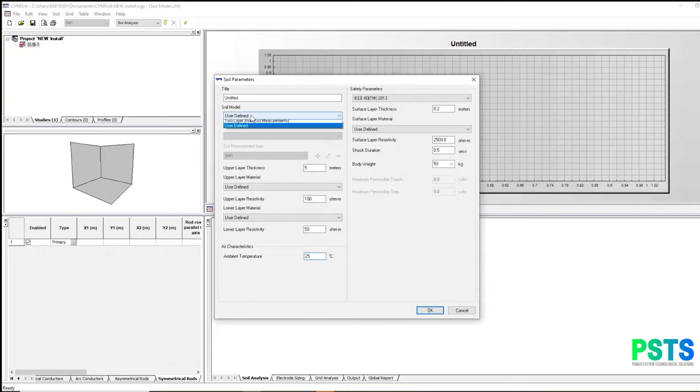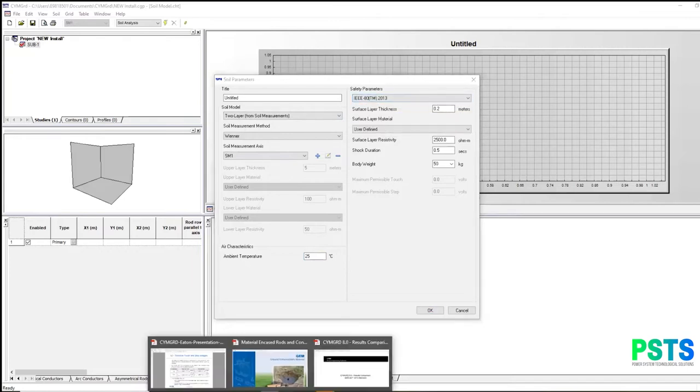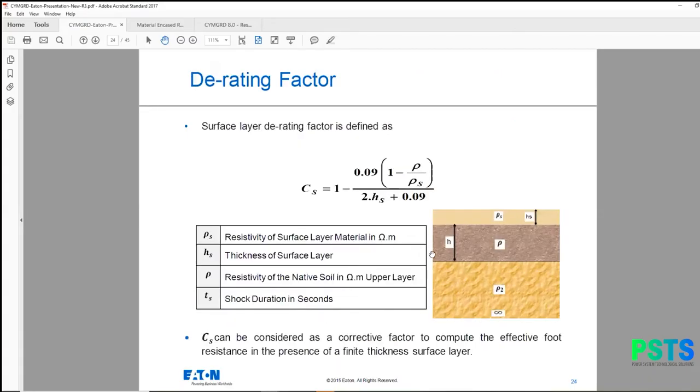But we are not going to use that. We're going to use the two-layer soil from measurements. At the same time, you can define what we call the surface layer material. The surface layer material is simply this one. There is a material, rho S, on top, like asphalt, crushed rock, or gravel, whatever material is there on the substation. Normally you have the crushed rock, then the H of the upper layer. Its resistivity we call rho, not rho one for some reason. And then rho two is going to infinity. This is the exact model where you have the H.